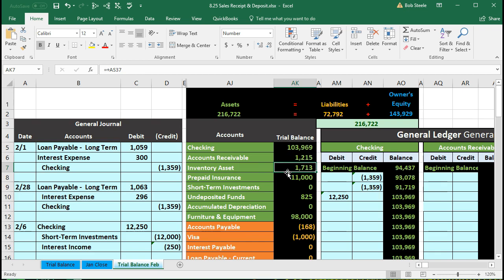We're now going to take a look at the financial statements and see what's going on with the financials. So we're going to go to the checking. I'm going to go up top. Actually, first let's unfreeze the panes.